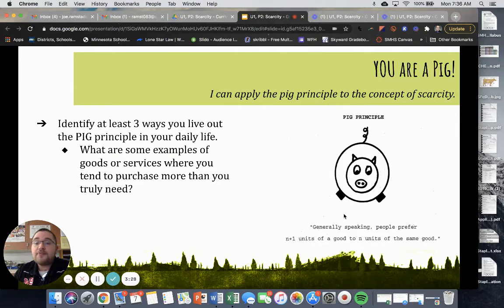So I want you to think about 3 ways that you live out the pig principle in your daily life. Some examples of goods or services where you tend to purchase more than you truly need. I challenge you to think of at least 3. If you can think of more, great, but try to think of a minimum of 3. And this will all connect back in a little bit when we talk about allocation. So think of 3 ways you live out the pig principle in your life.